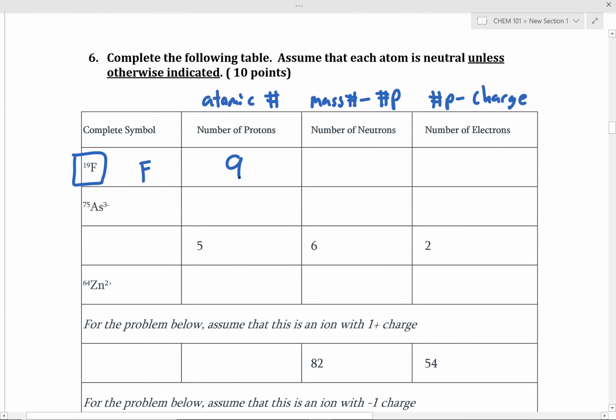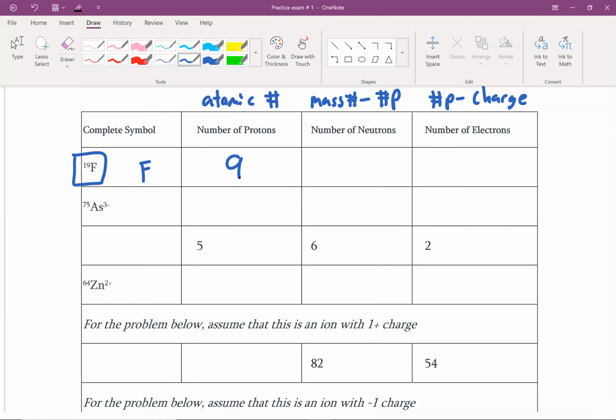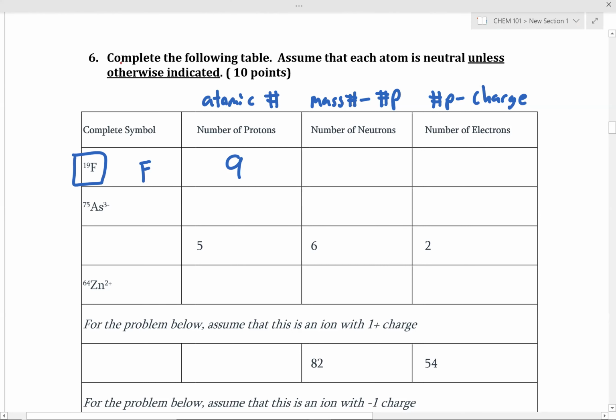So for our number of neutrons, let's change our pen color. Do we know the mass number from this symbol? Yes, so this number in the upper left-hand corner is the mass number. So we have a mass number of 19. We have 9 protons. That gives us a total of 10 neutrons. Does that make sense?